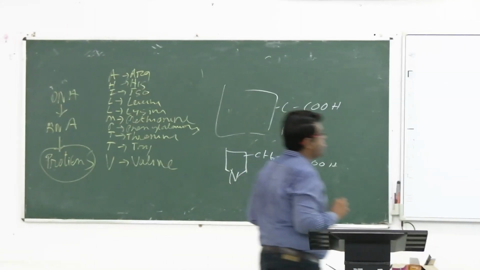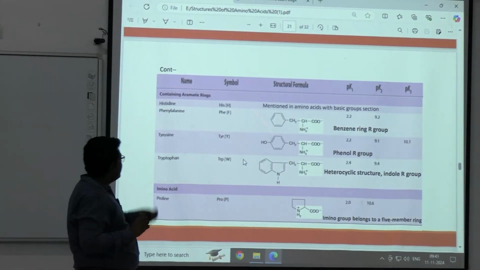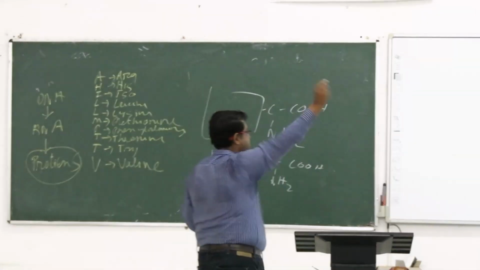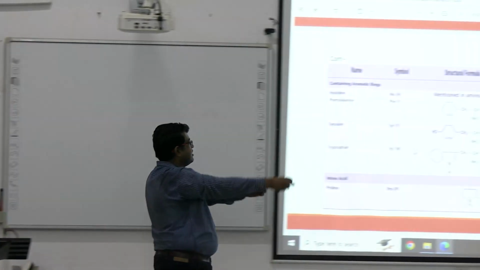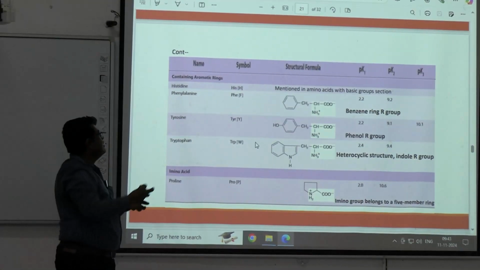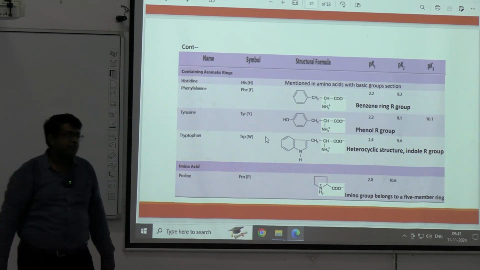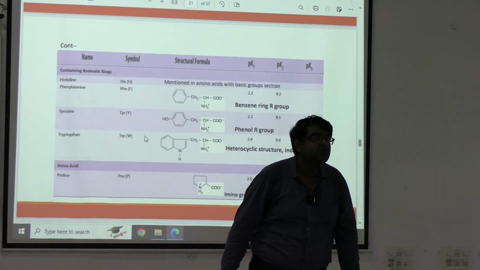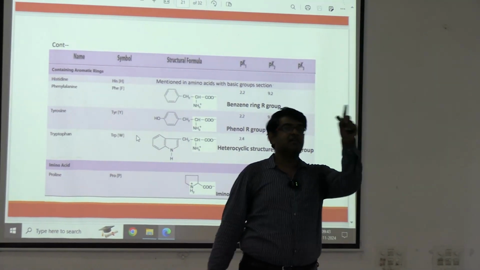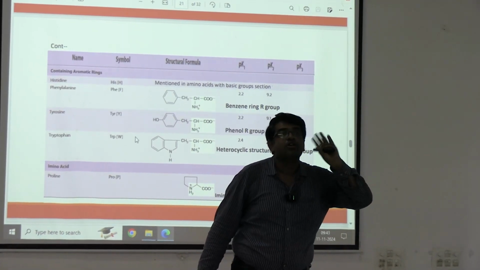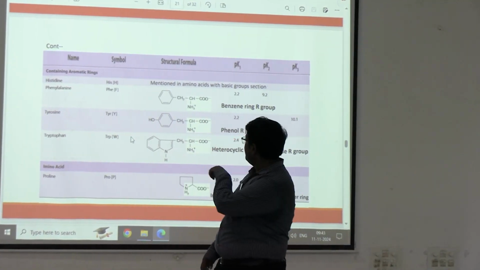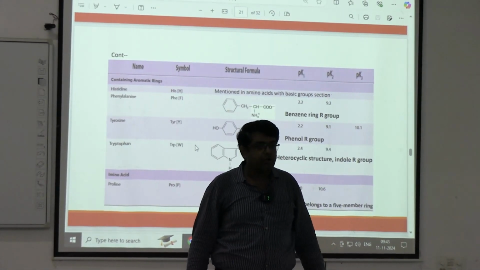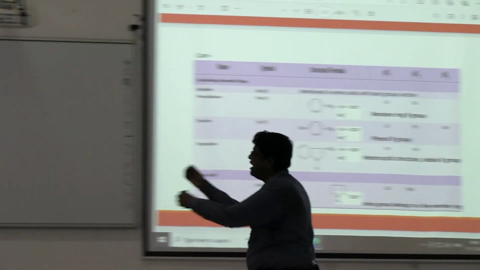So after histidine, we have got aromatic amino acids. The first being phenylalanine. Now if you put a CH3 group on top of a benzene, it becomes what? Toluene. Very good. So if you put a toluene with this basic structure, you will get phenylalanine.